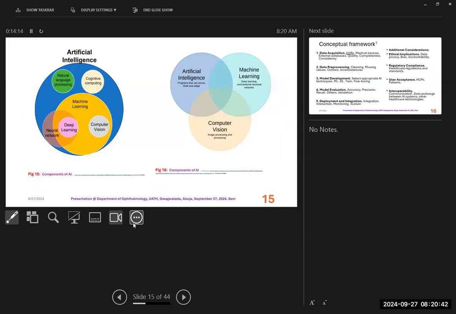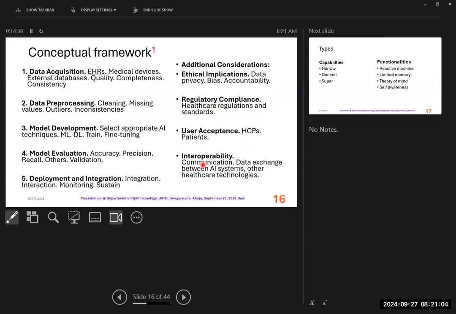Then this one is just showing figure 15, the different branches of AI. You have natural language processing, cognitive computing, machine learning, deep learning, neural network. This one is also a sketch of different things that AI is made of. Then the conceptual framework: when you actually want to build AI or make a machine smarter, you acquire data.